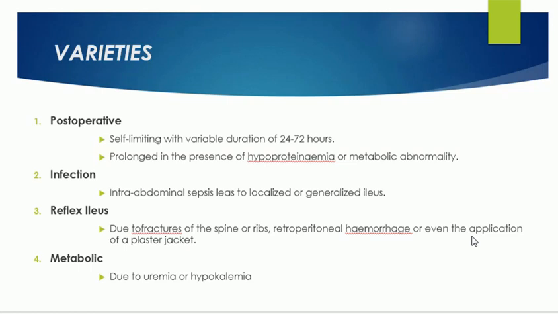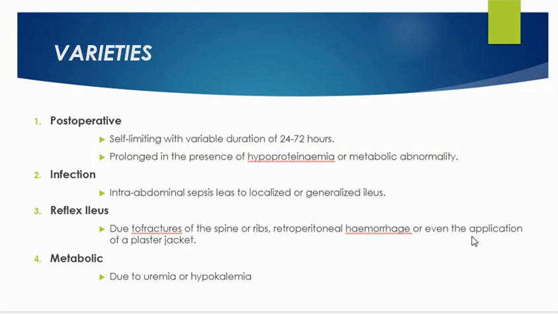Another cause may be infections. Intra-abdominal sepsis may give rise to localized or generalized ileus. So presence of sepsis within the peritoneal cavity leads to paralytic ileus, whether it is localized or generalized. Then another variety of paralytic ileus is reflex ileus. This may occur following fractures of the spine or ribs. We have seen many times patients with trauma, bony fractures, fracture of the spine, fracture of the ribs, and there is paralytic ileus, the gut is not moving for some time after this. Retroperitoneal hemorrhage or even the application of a plaster jacket over the spine can also lead to reflex ileus of the intestine.